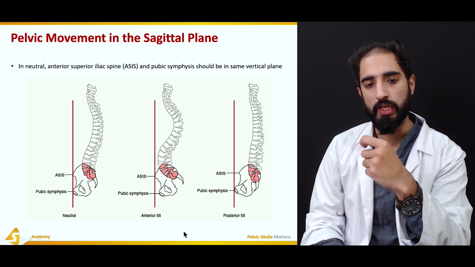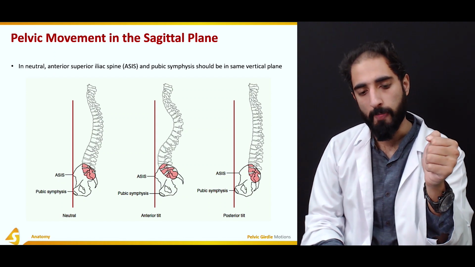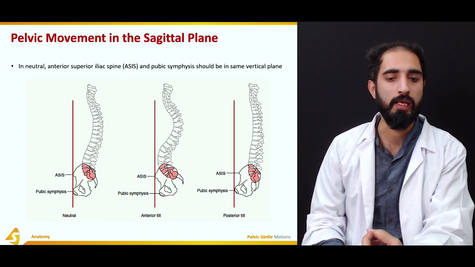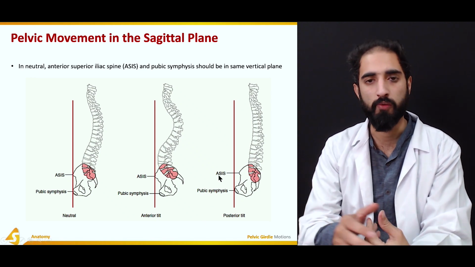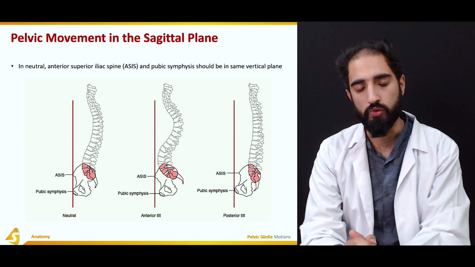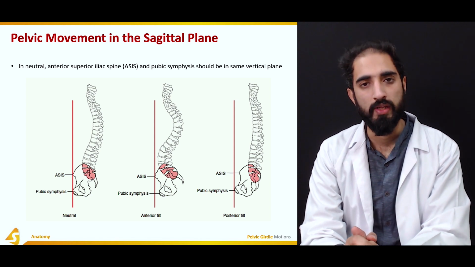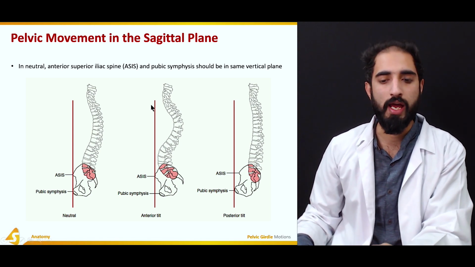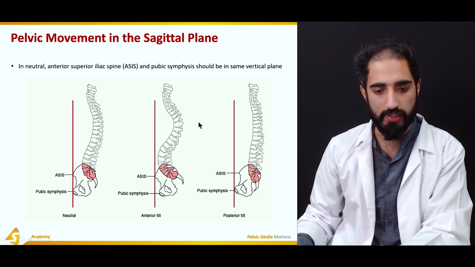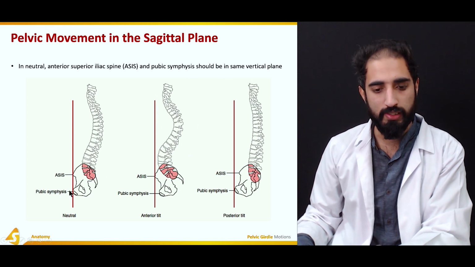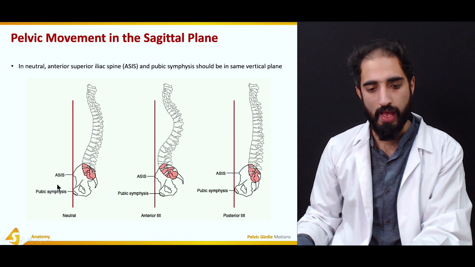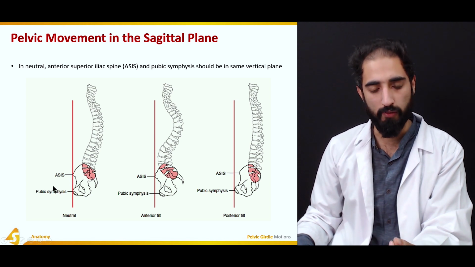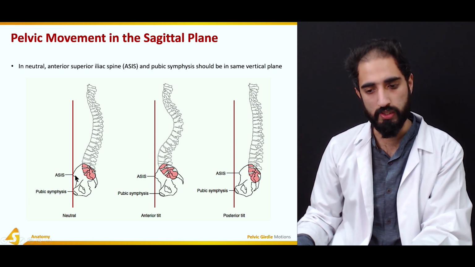So let's talk about the pelvic movement in the sagittal plane. The movement possible in the sagittal plane is the anterior pelvic tilting or the posterior pelvic tilting beyond the neutral. So in neutral, the anterior superior iliac spine and the pubic symphysis should be in the very same vertical line. Whereas in the anterior pelvic tilting, the anterior superior iliac spine moves anteriorly and inferiorly, and that results in an anterior pelvic tilting and increase in lumbar lordosis.